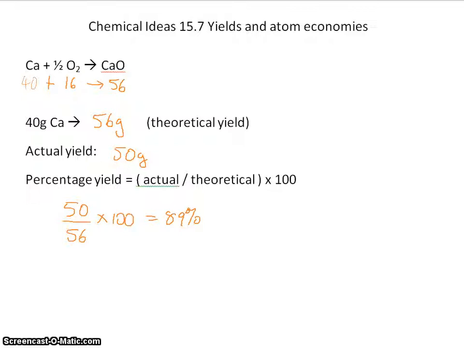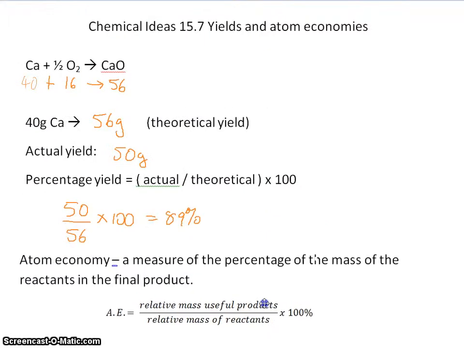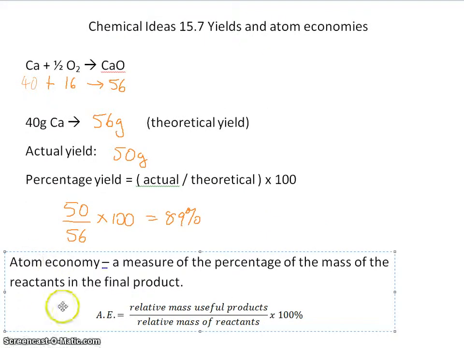Now let's say we want to look at the atom economy, which is, instead of looking at the masses you happen to be using in this reaction, now we want to look at a theoretical measure of how efficient this is as a reaction overall. We use this definition, the atom economy: a measure of the percentage of the mass of the reactants in the final product.